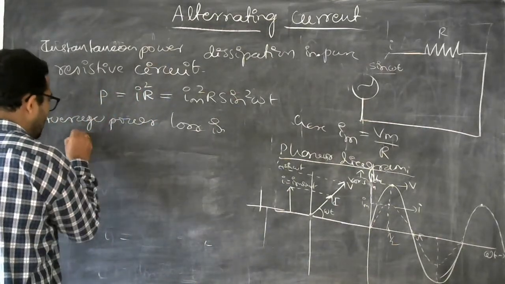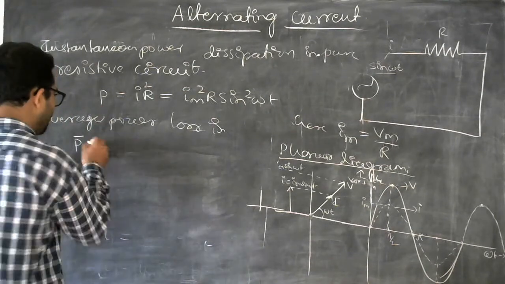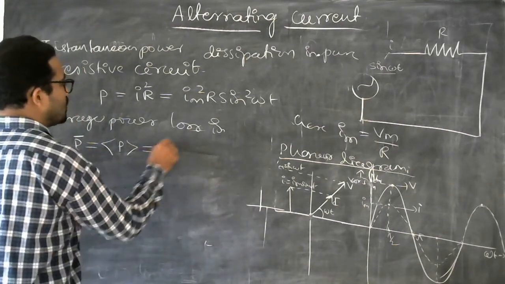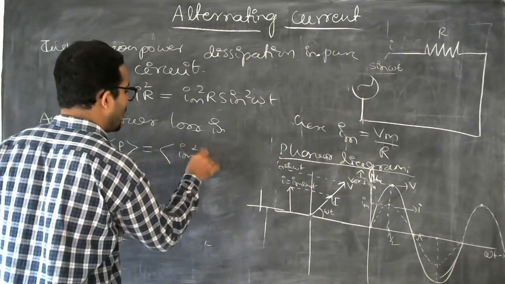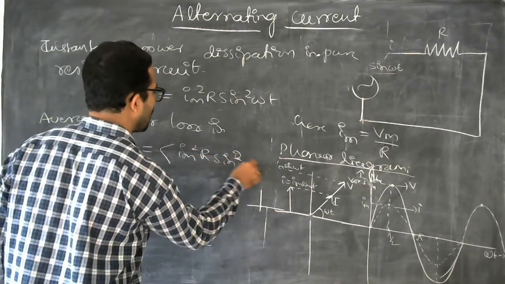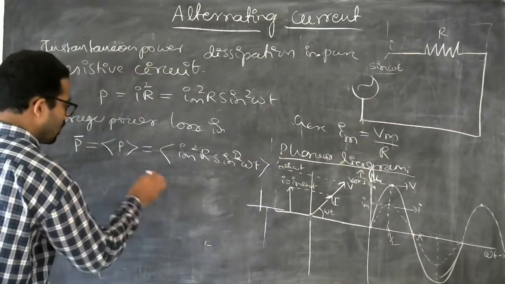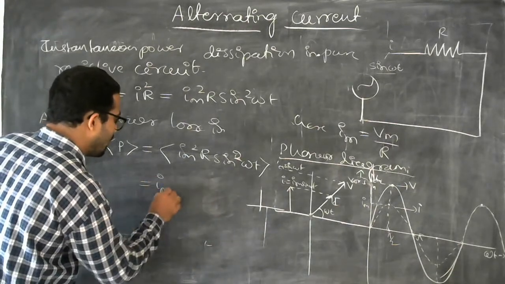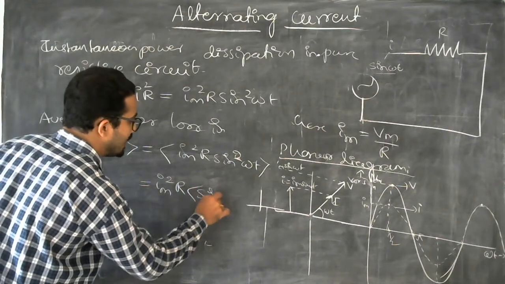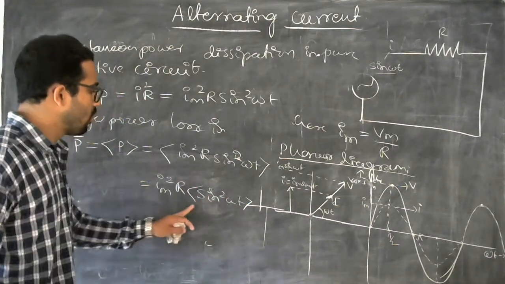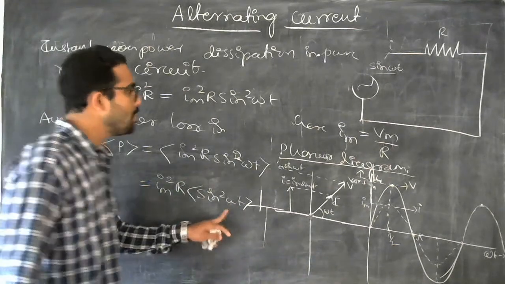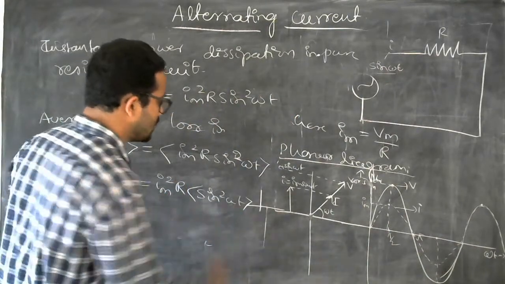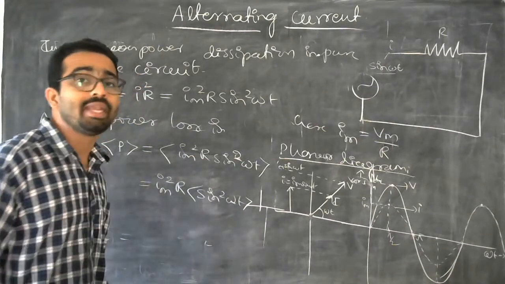Average power loss can be written like this. See here, P bar is equal to this way of averaging. What is P? P means Im square R sin square omega t. So here, Im square R sin square omega t. Why are we averaging sin square omega t? Because omega t is a variable. That is why. So Im square R into sin square omega t. Now to find this, we have to take the integration.